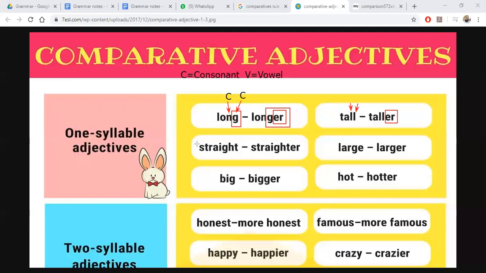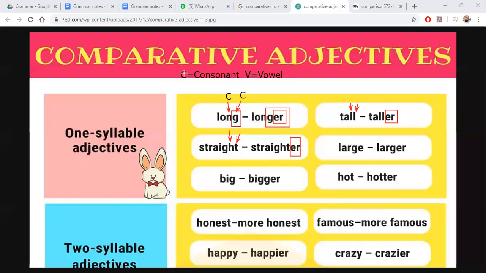Here, the adjective is straight. And yes, this has one syllable. So for straight, it's the same thing. It finishes in consonant, consonant. So what do we do? We add er. Can you see that, guys? It's very simple.